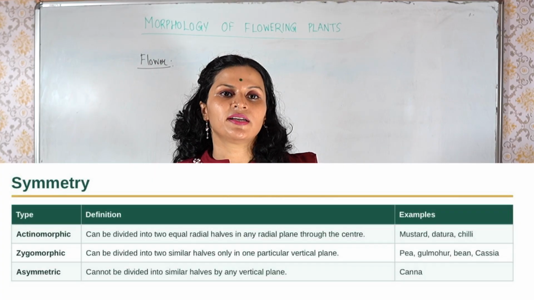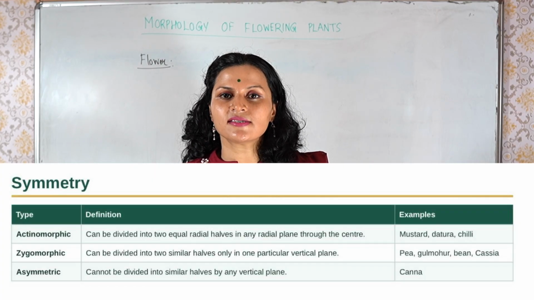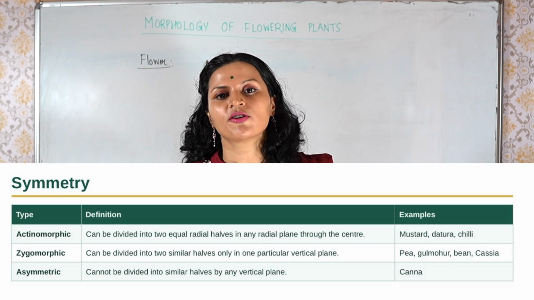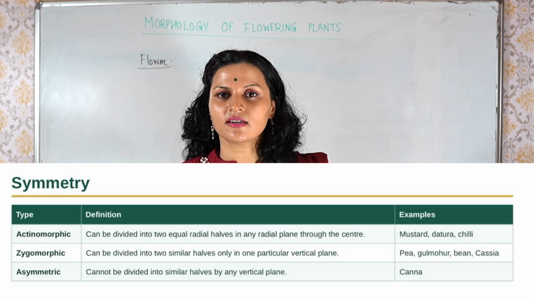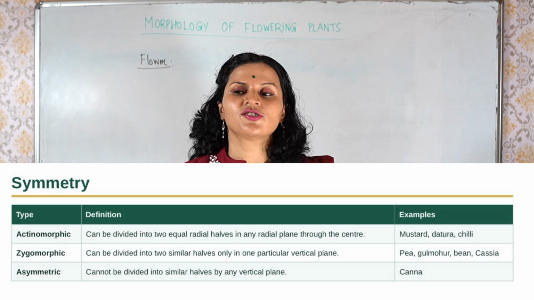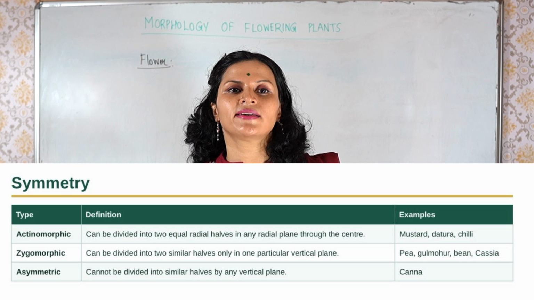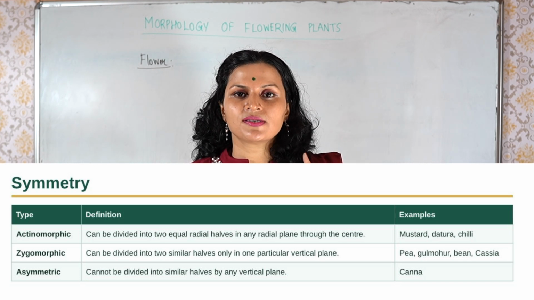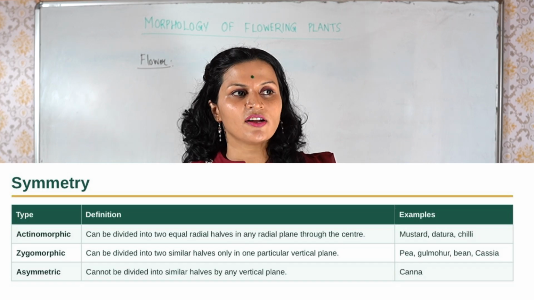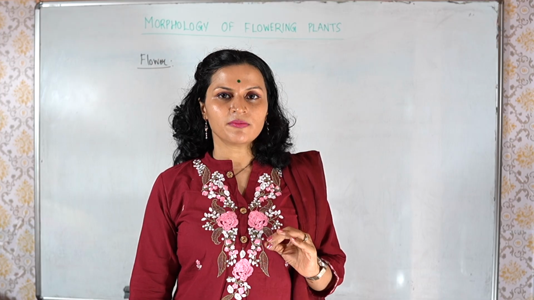Next, floral symmetry. There are 3 types of symmetries in flowers. One is the radial symmetry, which is called actinomorphic flowers. Examples given are mustard, datura and chili. Next is zygomorphic flowers which have a bilateral symmetry. Examples are pea, bean, gulmohar and cassia. And the third ones are asymmetric flowers. Only one example is cited, that is canna. You cannot divide it into 2 different planes. Examples are more important over here to be remembered.